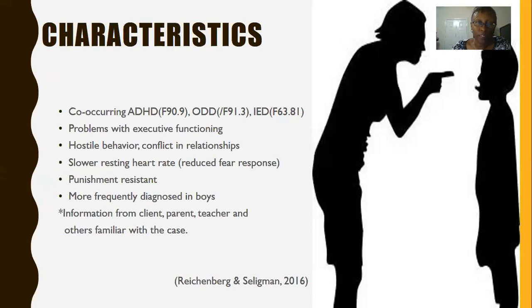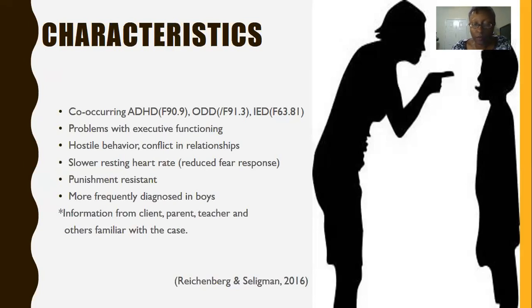There are problems with executive functioning. Children with conduct disorder often have these coexisting disorders. Some are mood disorders, anxiety, PTSD, and learning problems. Problems with executive functioning include the prefrontal cortex and the amygdala. Both have interworkings with the nervous system.